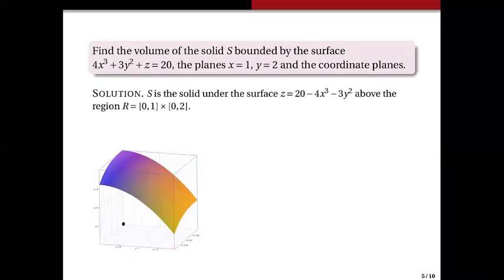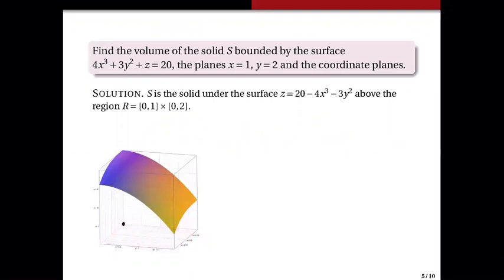So the region is a rectangular region. You want x equals 1, y equals 2, and then the coordinate planes, which means x equals 0 and y equals 0. So your region is the rectangle [0, 1] cross [0, 2]. The [0, 1] is for your x, and [0, 2] is for your y. Therefore, the region will be this part here. That's the domain that we are considering.